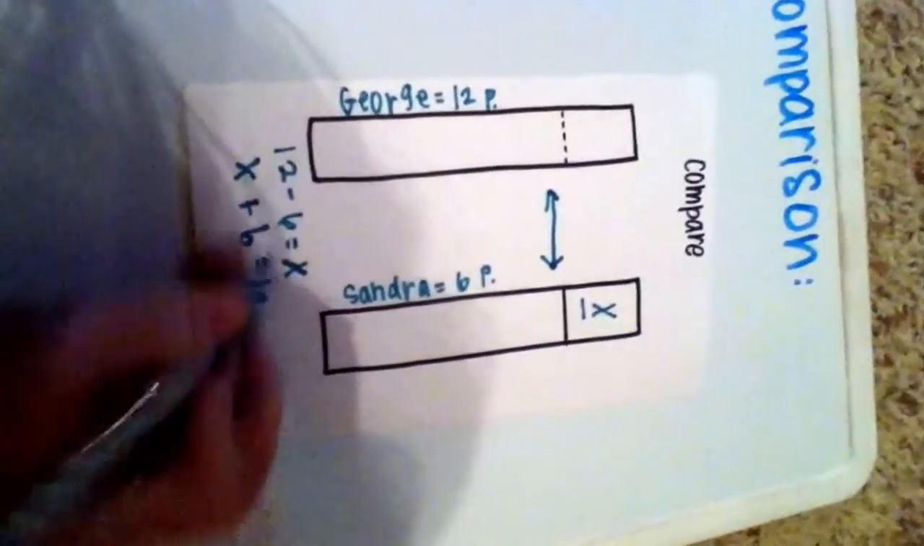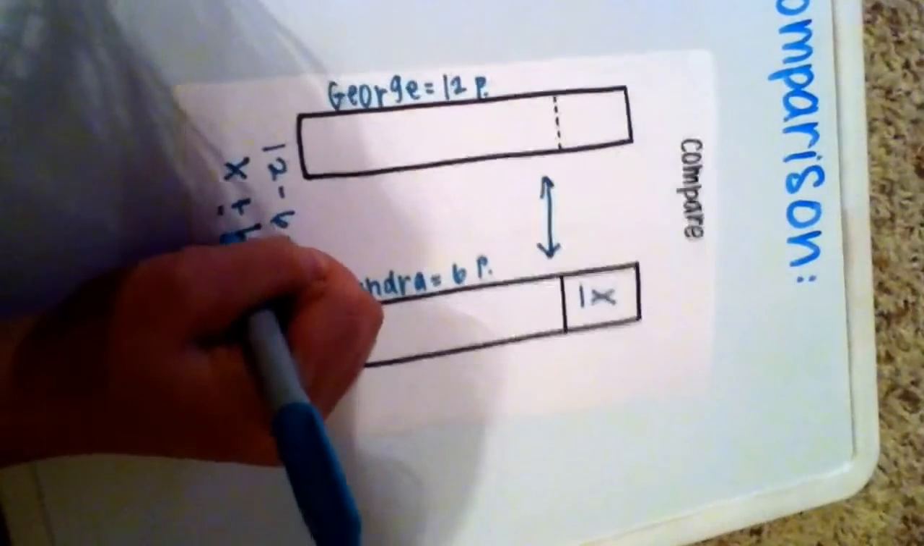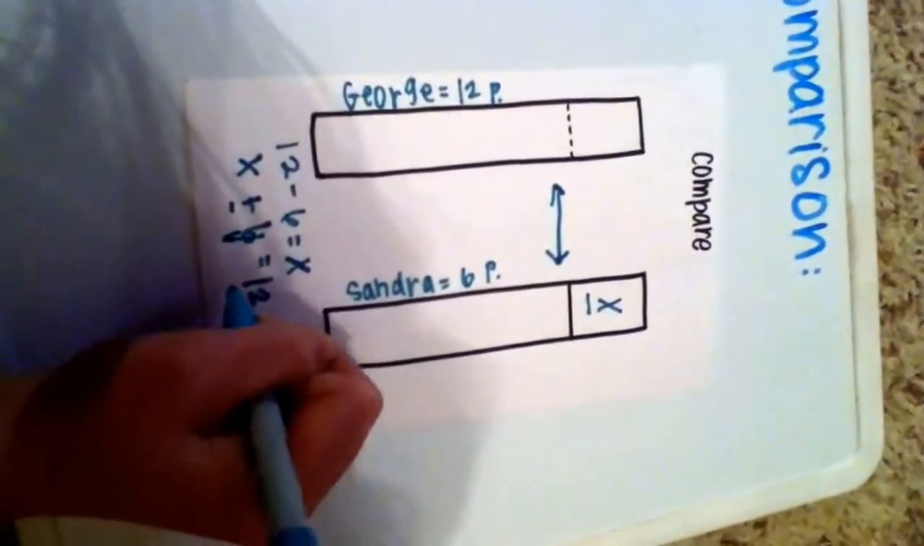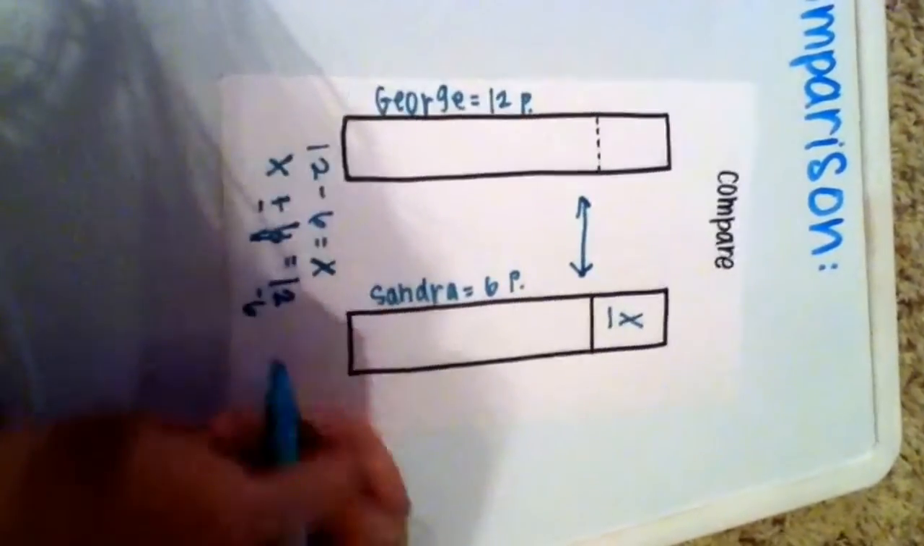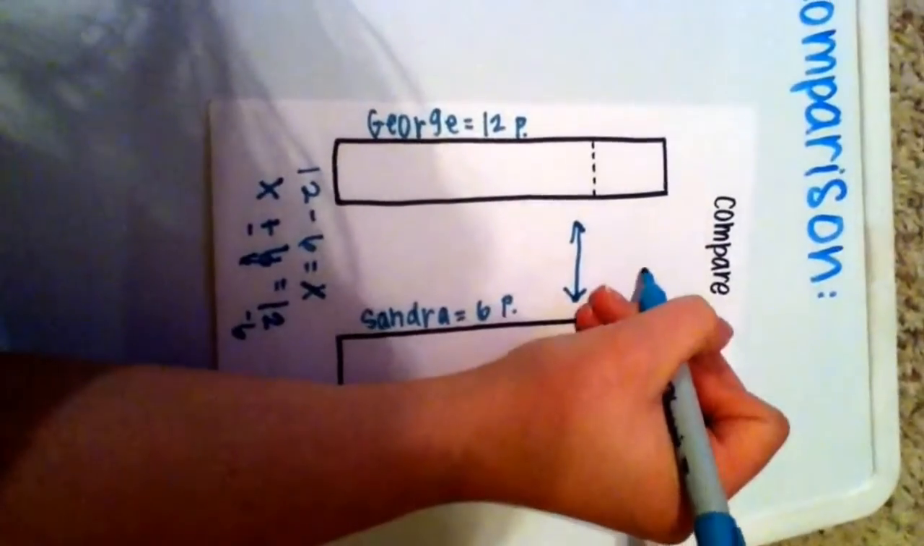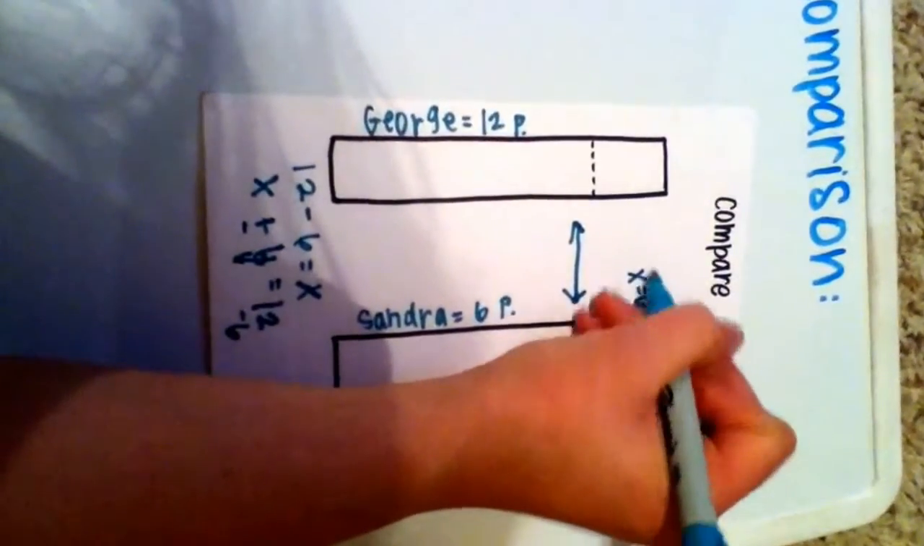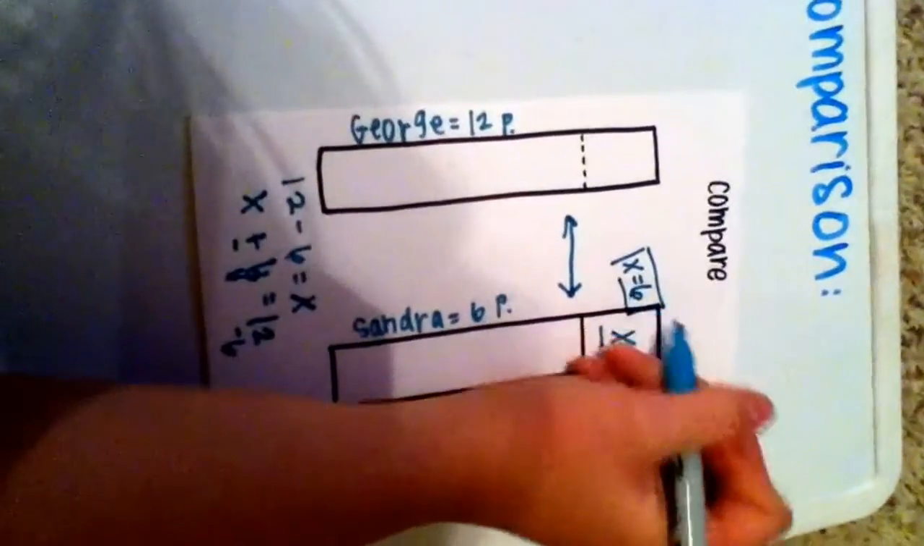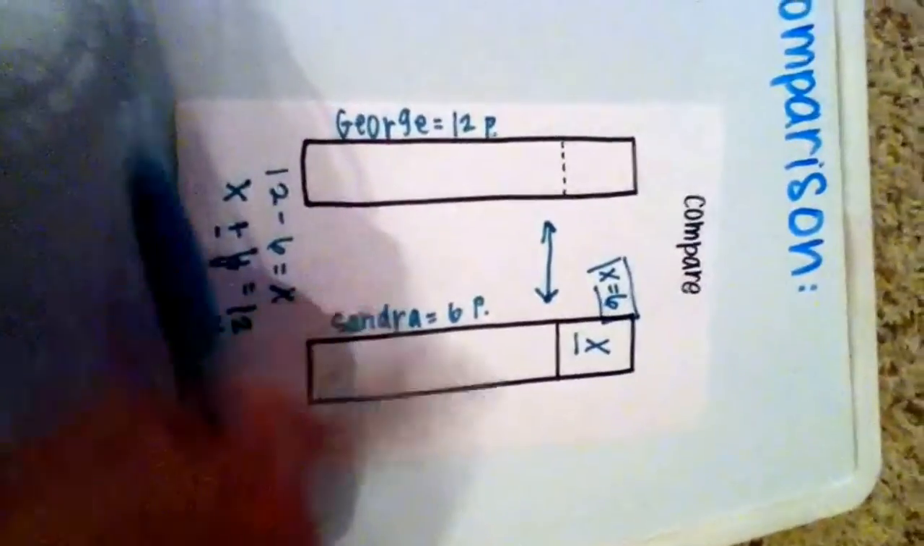So now we can just solve this problem out by subtracting 6 from this side, subtracting 6 from this side, and we find out that x is equal to 6. So that's the difference. George has 6 more pennies than Sandra.